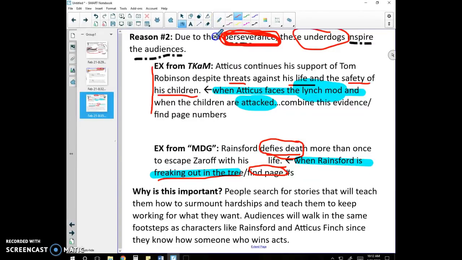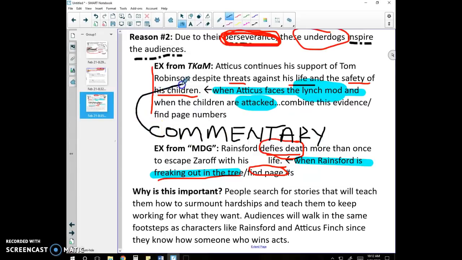So again, notice how there's no commentary. Commentary is missing, and that commentary is going to relate to why this perseverance inspires people. So how does it inspire? Why am I talking about that? Because that's what I wrote in my topic sentence up here. So I know that my commentary is going in this direction. Okay? So I only used 2 of those boxes.